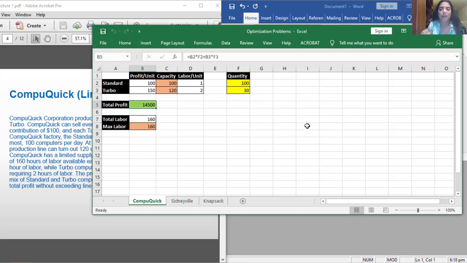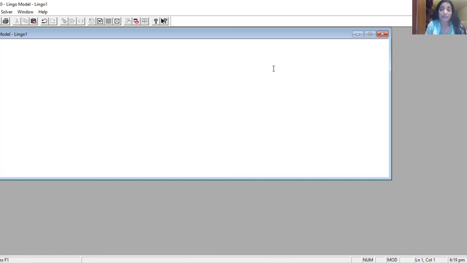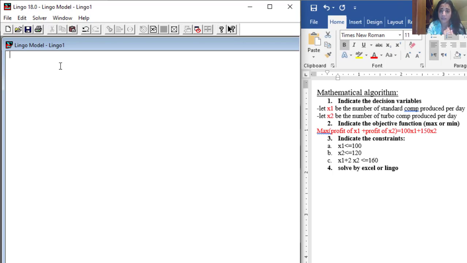This is for Excel. Now, how to do it using Lingo after downloading it? Basically, it's much easier to do it in Lingo. And Lingo is a simplified programming language used for optimization. So I'm going to do this example using Lingo, and you can see how easy it is to do it, right? So basically, this is my Lingo.